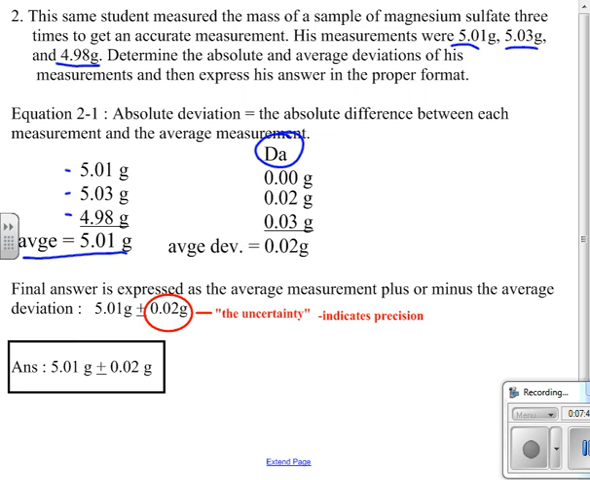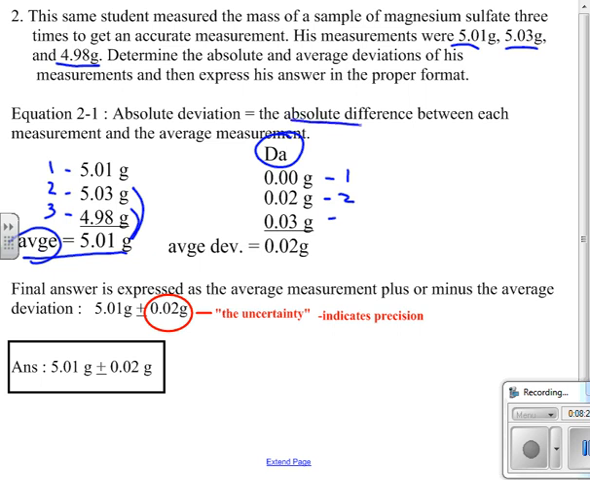The absolute deviation is the difference between each of his measurements, the first, second, and third, and the average of those measurements. So the first one is 5.01. And the average is 5.01, and so the absolute deviation is 0. The second measurement is 5.03, and the average is 5.01. That differs by 0.02 grams. And then the third measurement is 4.98, and the average is 5.01. We subtract the 2, and we get 0.03.